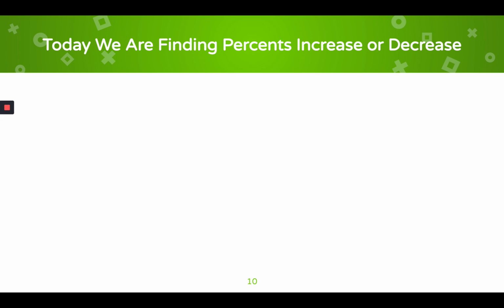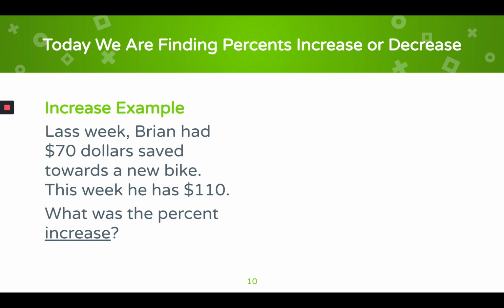Okay, so the difference today is we're finding the increase or the decrease of a problem. And I'm going to give you 2 examples that we're not going to solve. I just want you to see what I'm talking about with increase or decrease. The first example is an increase example. Last week, Brian had $70 saved towards a new bike. This week, he has $110. What was the percent increase? So an amount started at 70, then went up to 110, and you have to find the percent increase. And that's just an example of an increase question.